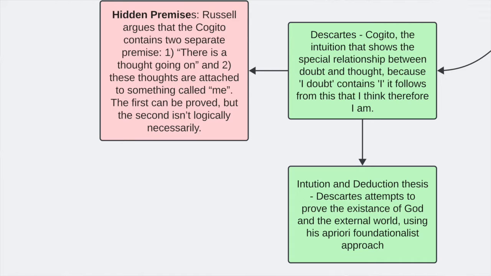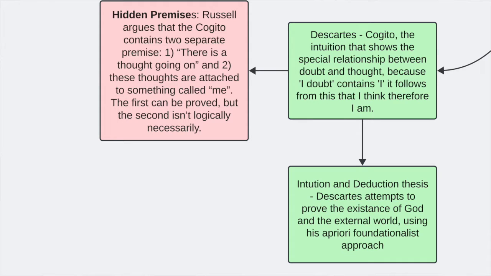So when I answered a question in the exam that got me 22 out of 25 marks, I just addressed this. So I didn't need to address the intuition and deduction thesis. You can just shoot down the cogito, and that defeats Descartes. Because if you can't prove that he exists because of the cogito, then none of the other arguments follow from it.